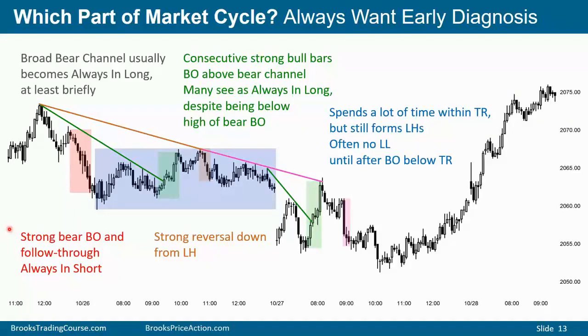Broad bear channels always spend a lot of time in trading ranges, and within a trading range there are always reasonable buy setups and reasonable sell setups, and the market's always in a bull trend and a bear trend. For example, higher low major trend reversal.